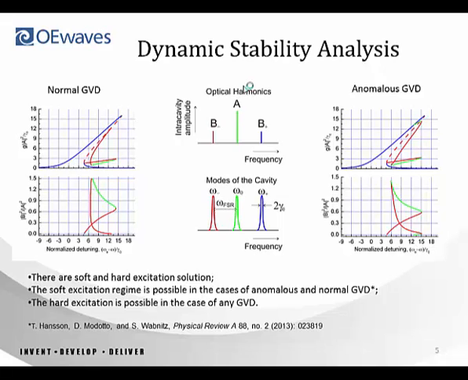However, if we take into account 2 side bands, suddenly we see that instead of only 2 stable branches, we may observe another stable branch, which is shown by the green line here. And this stable branch corresponds to oscillation. And this is exactly what we use in our oscillator.